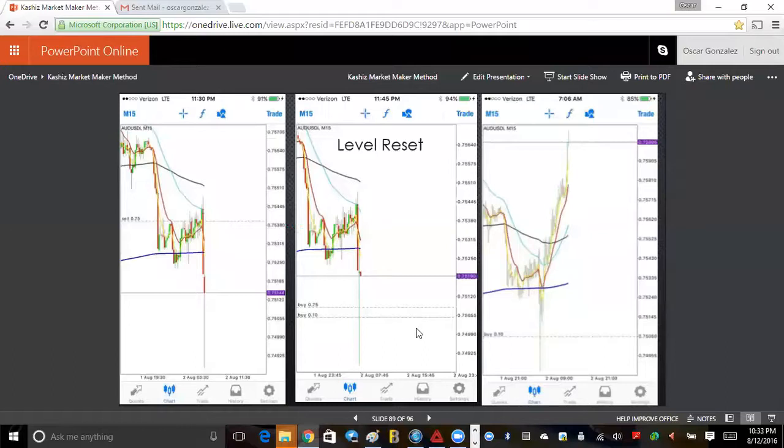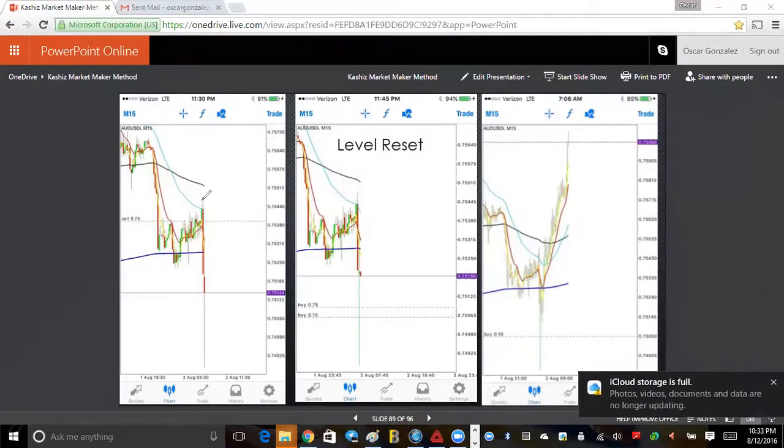So level resets, as I was mentioning. Excuse me, let me get my pen real quick. A little pen comes in handy, by the way. This is an example of what I mean by a level reset. I took this trade. Do not do this though.